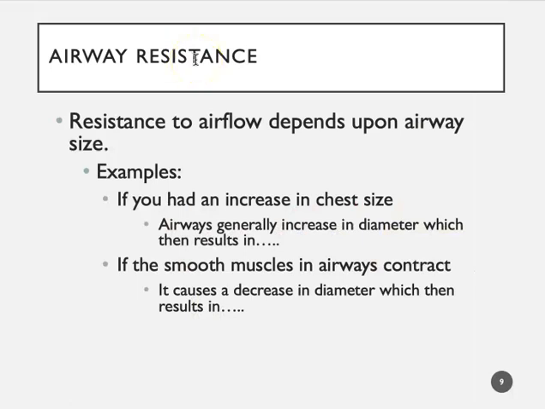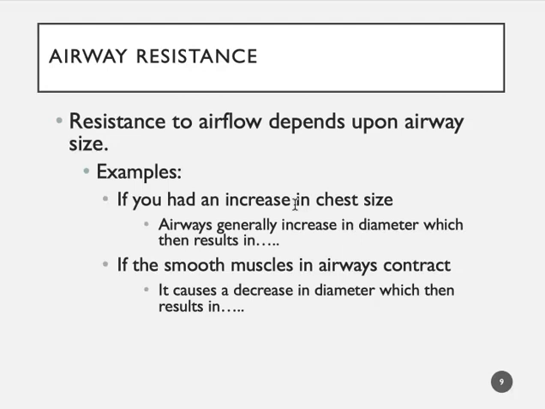Okay, so how easy is it for air to get to and from the alveoli, the little air sacs? Well, that resistance is going to depend on the size of the airways. So if you have a larger chest size, in general, airways are going to increase in diameter, which then would, as they increase in diameter, decrease in resistance.